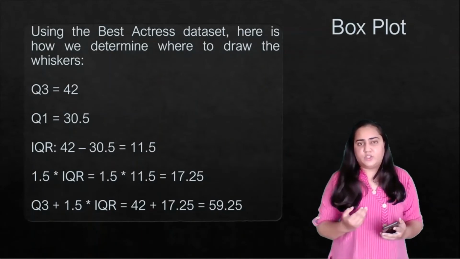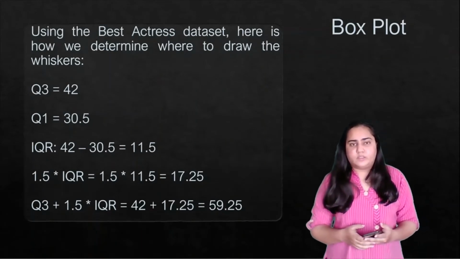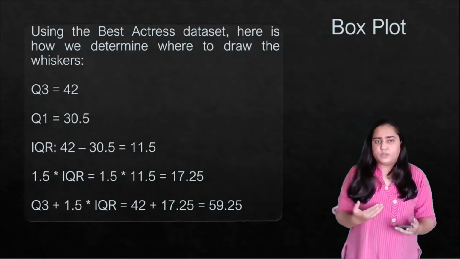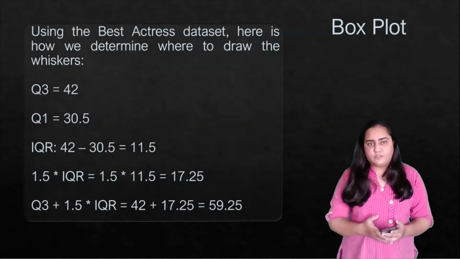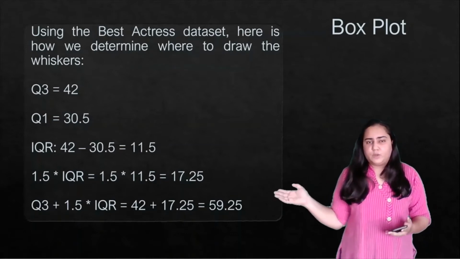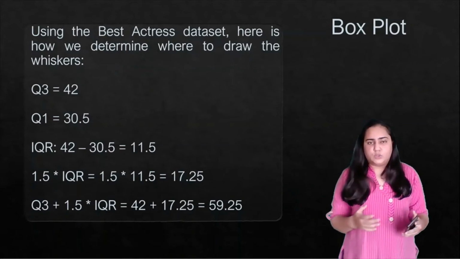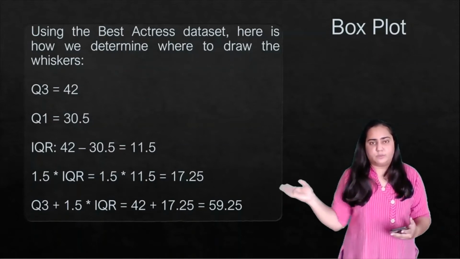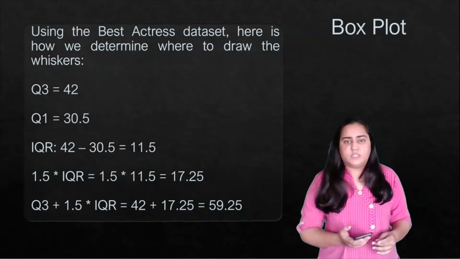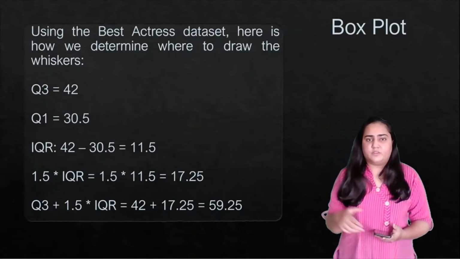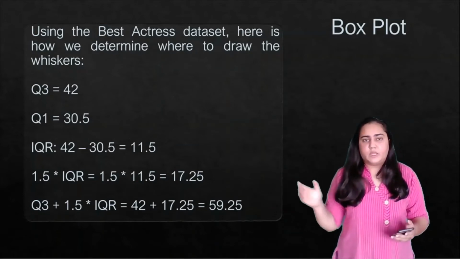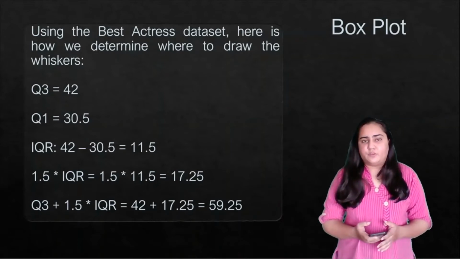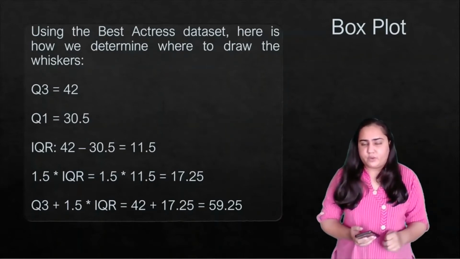We calculated that Q3 is 42 and Q1 is 30.5. The interquartile range, IQR, is 42 minus 30.5, which came up to 11.5. Then we are also going to use the 1.5 criterion to show what outliers are present. Using that 1.5 criterion, we have the values 17.25 and 59.26, which are the 2 values for our 1.5 criterion. Now let's take a look at what the box plot looks like.